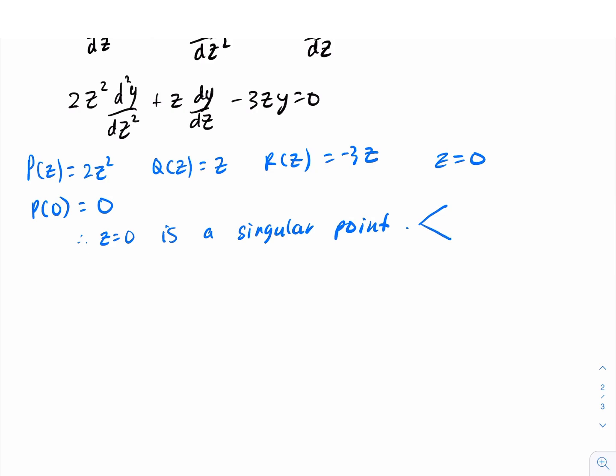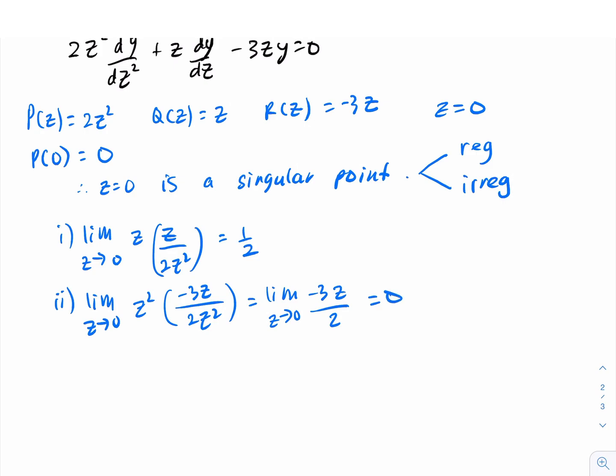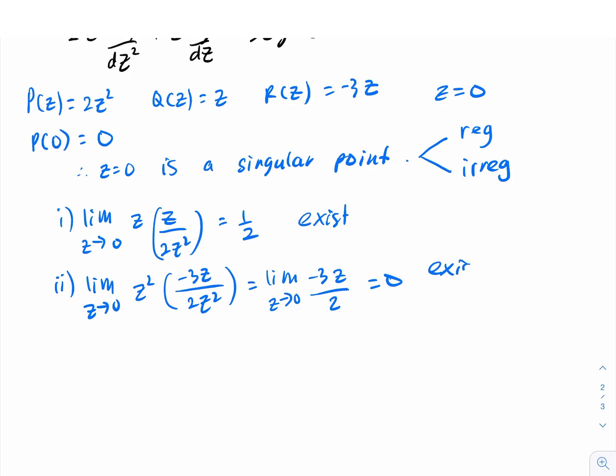So we have to identify whether this will be regular or irregular. To show that this point is a regular singular point, we have to use the two conditions. The first one is the limit of zQ over P, which is z over 2z squared, as z approaches 0, so we have 1 over 2. And the second condition, the limit as z approaches 0 of z squared multiplied by R over P, which is negative 3z over 2z squared, and we have this equal to 0. So since both limits exist, therefore z equals 0 is a regular singular point.